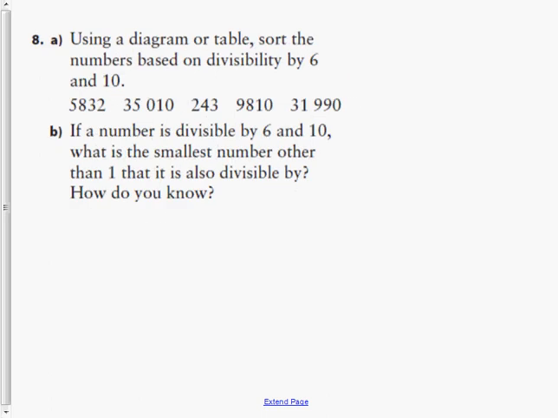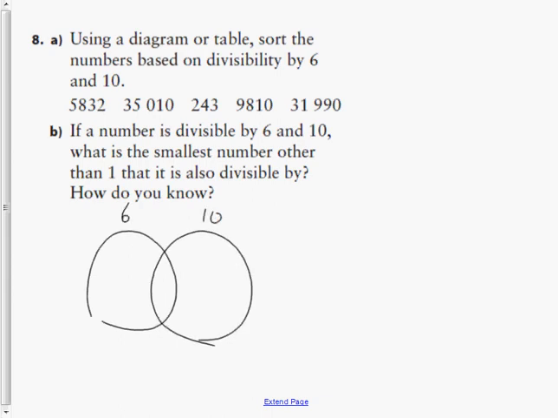And question 8 says, using a diagram or table, sort the numbers based on divisibility by 6 and 10. So we'll make this one 6 and this one 10. Now remember, I know that a number is divisible by 10 if it ends in 0. So these 3 numbers here are divisible by 10, but these ones are not divisible by 10.